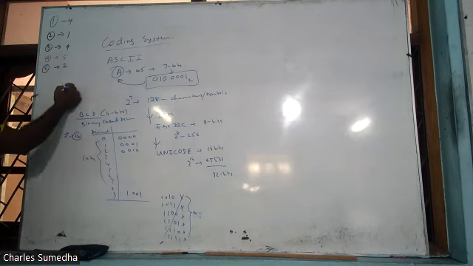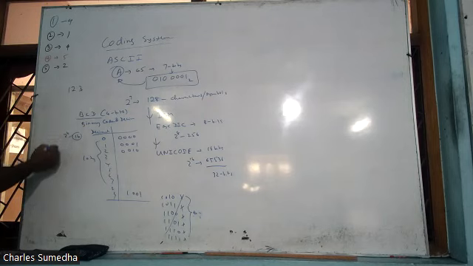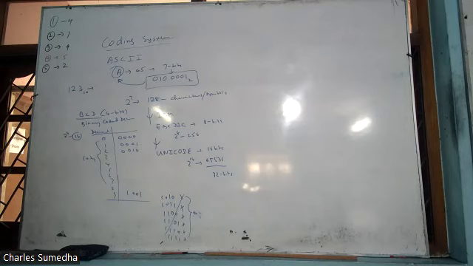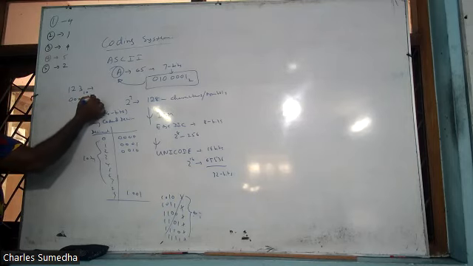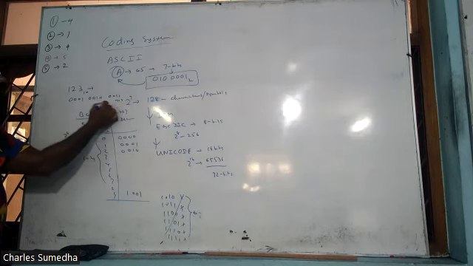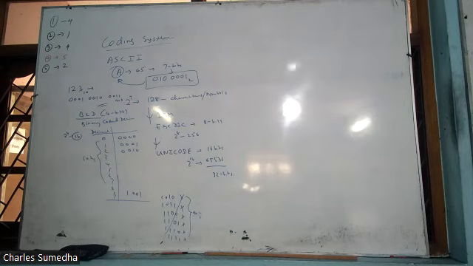Now, if they have asked, if I type the decimal number 123, what will be on the screen? So 0001, 0010, 0011 in BCD. So this will be the answer. Each decimal digit is represented by 4 binary digits.